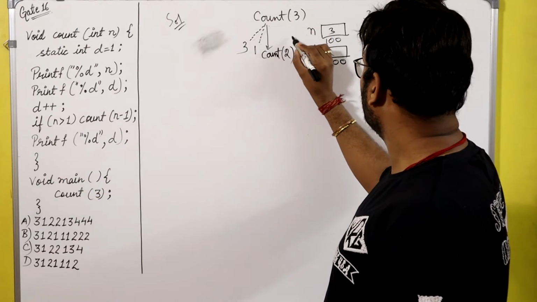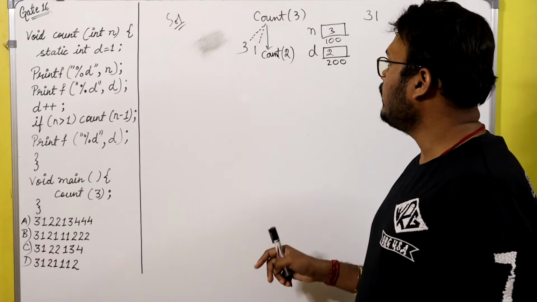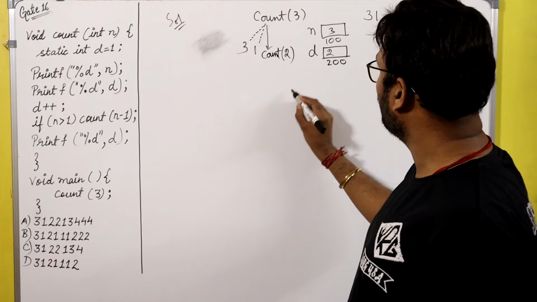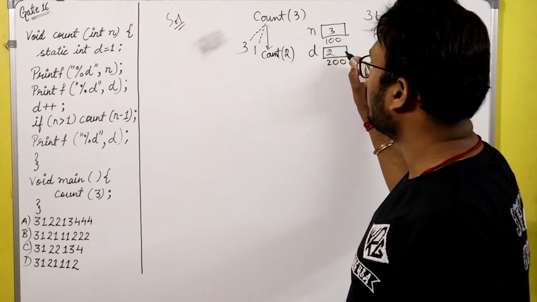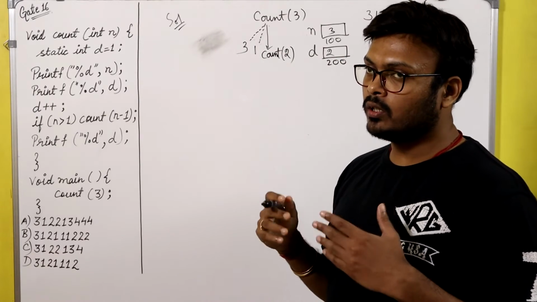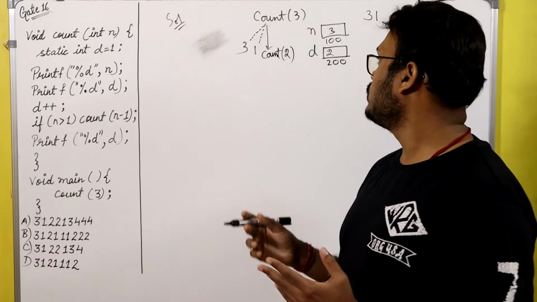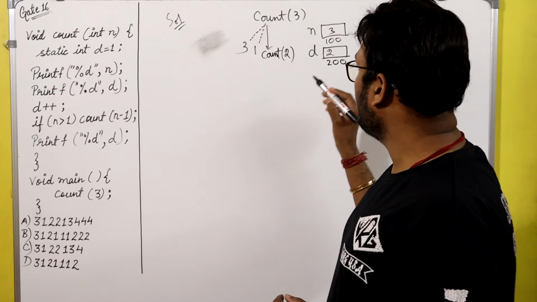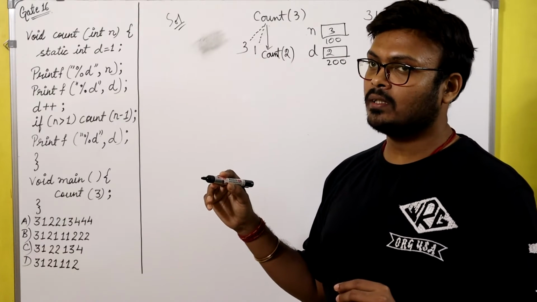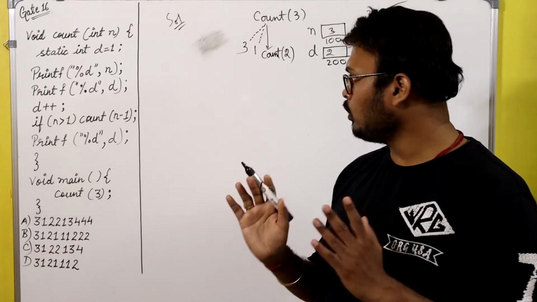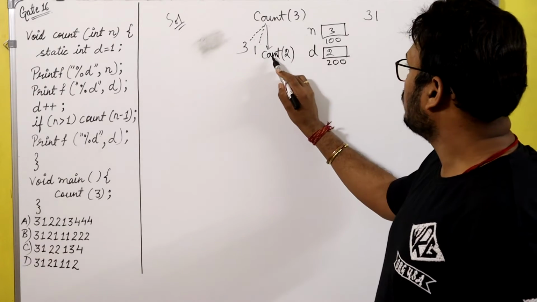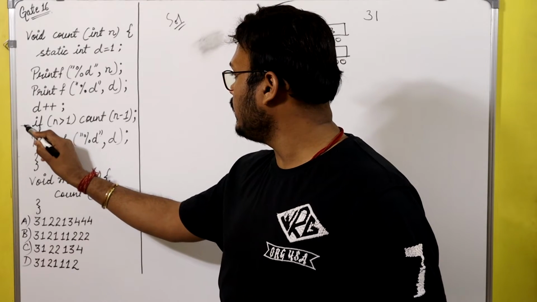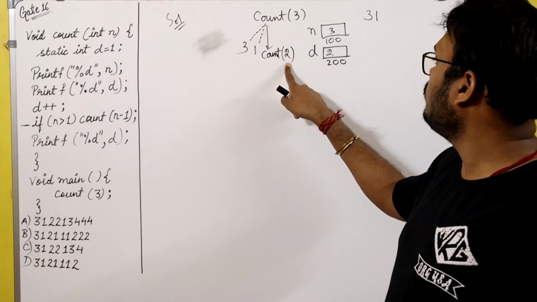After that, the value of d will be printed. But let's not do it right now. At first, we will finish this execution. After that, we will print the value of d, because d is a static variable, so the final value of d will be printed. Don't worry, I will come to it later. Now you see here count of 2. It means we have executed till this line. Count of 2 has been called here.